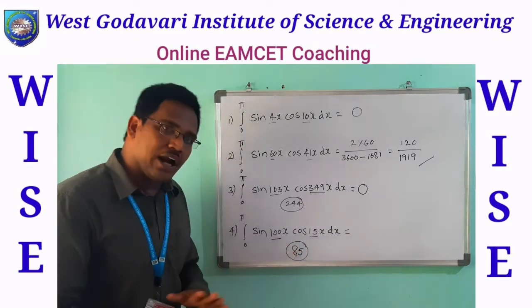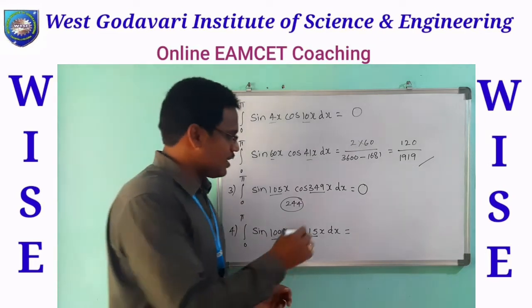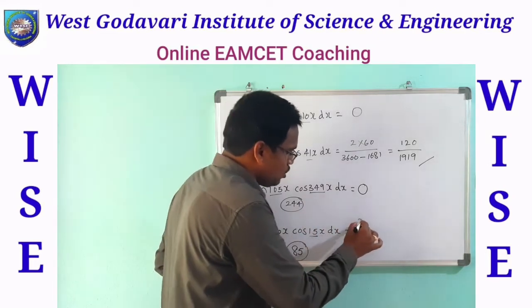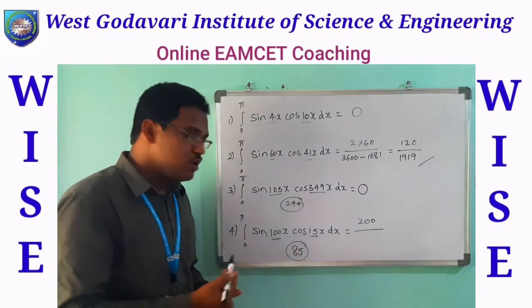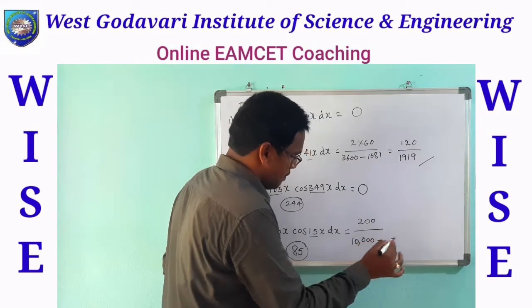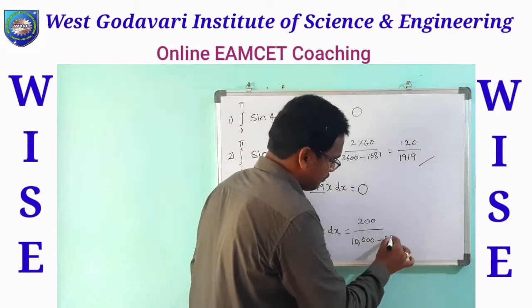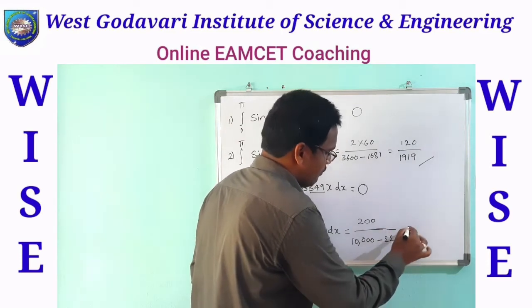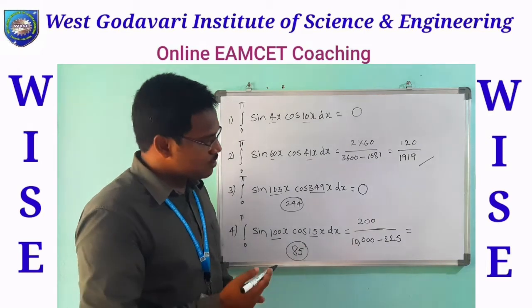So here it is the odd number. The result becomes 2a by a square minus b square. So 2 into 100, that is 200. A square, 100 whole square, that is 10,000, minus b square, 15 whole square, that is 225. Finally, the result of this question is 200 by 10,000 minus 225.